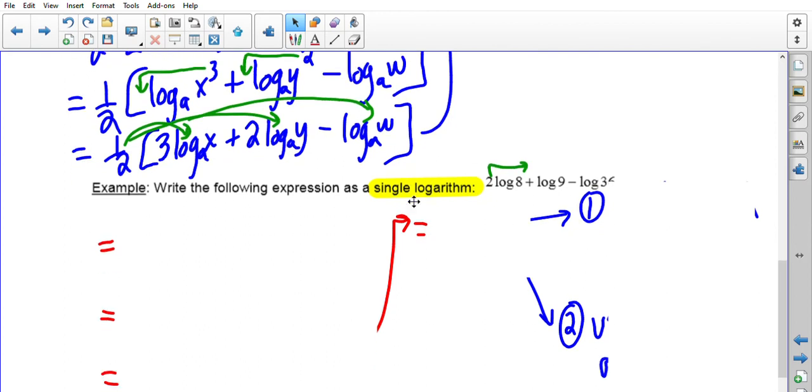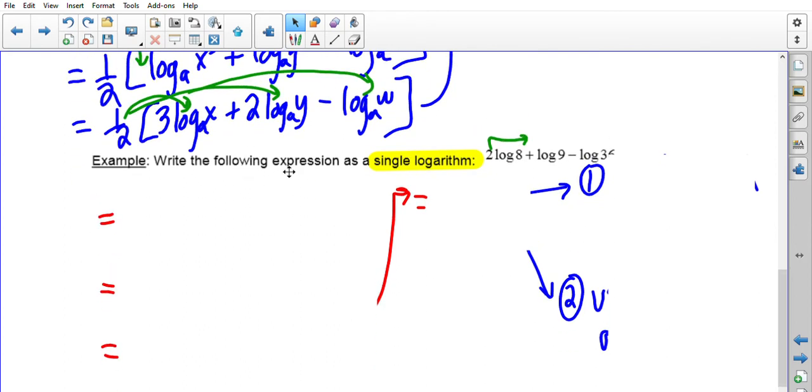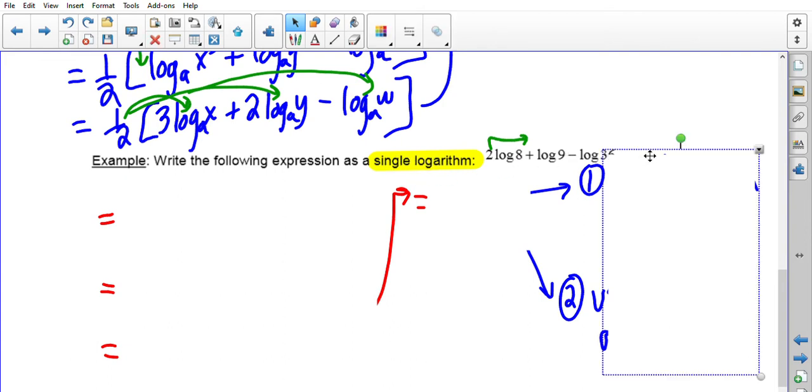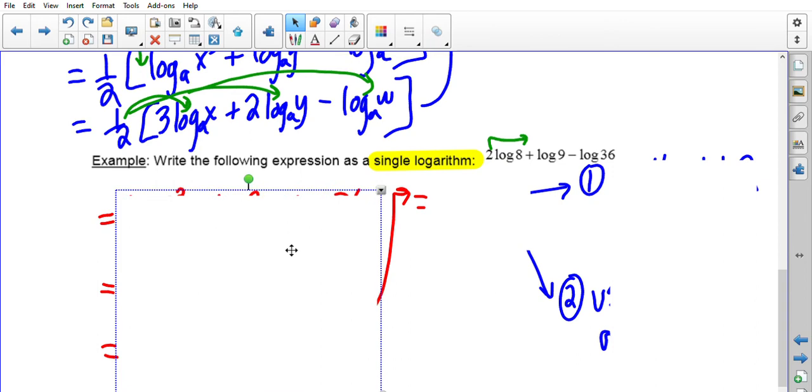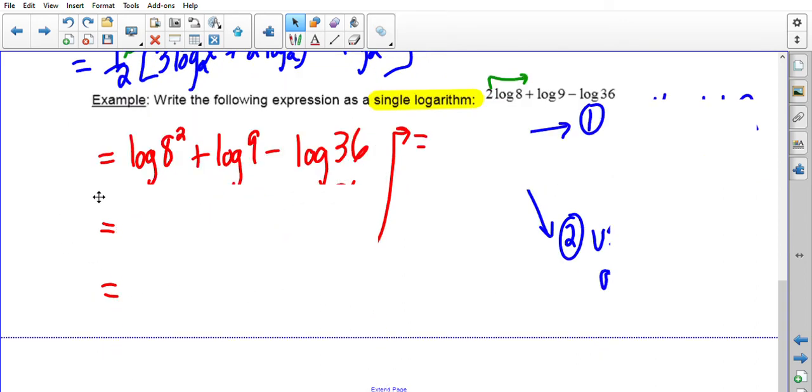Okay, now let's go in the opposite direction here. It says write the following expression as a single log. Alright, so it's in pieces now, and we're going to put it all together. So we have 2 log 8 plus log 9 minus log 36. So the minute I'm trying to piece it together, I know I definitely want to bring any coefficients in front of log up as exponents. So I'm going to bring this 2 up as an exponent to 8. Okay, so log 8 squared plus log 9 minus log 36.